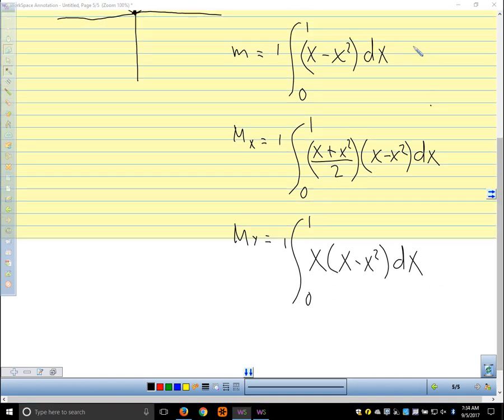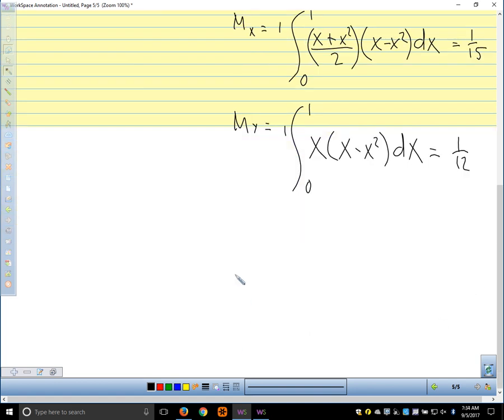This one's not a bad one. When I evaluated this one, I got 1/6. When I evaluated this one, m sub x, I got 1/15. And when I evaluated for m sub y, I got 1/12. So my x bar is m sub y over the mass, which I get as 1/2, and y bar is m sub x over the mass, which is 6/15, or 2/5.